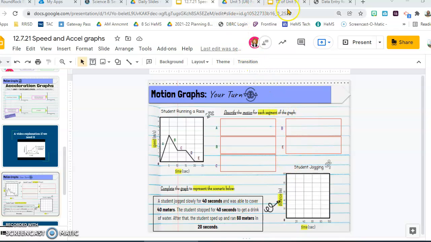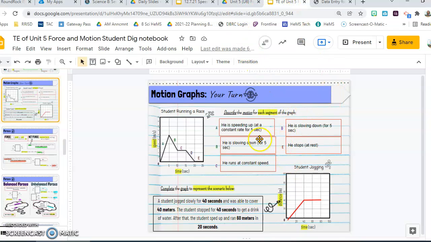So let's take a look. He is speeding up at a constant rate for 5 seconds. He is slowing down for 5 seconds. He is running at a constant speed, and he is slowing down for 5 seconds at D, and at E he stops to rest. So let's finish this drawing so it matches. This is what we covered today in class, and we're sorry you missed it. It's not as good, but it works well. So that's what we're talking about today, and that's where we're going to continue with speed.